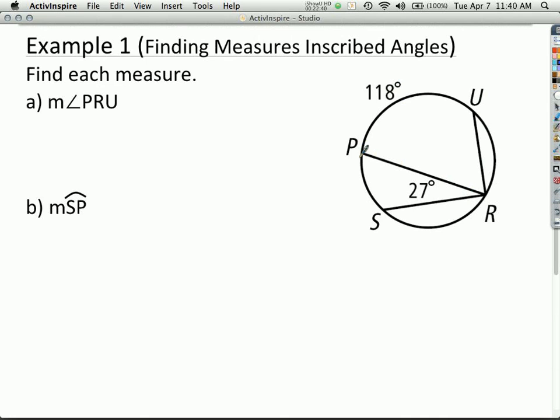Zabari? Okay, so this is going to be 59 degrees because the relationship is that the angle is half of the arc. So this angle here is going to be half the measure of arc PU. So you take the measure of the arc, cut it in half, and you get the measure of the angle.